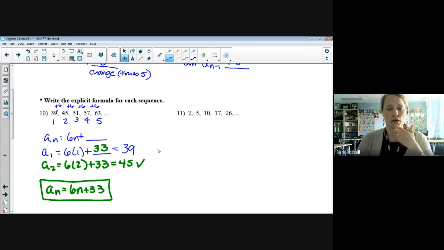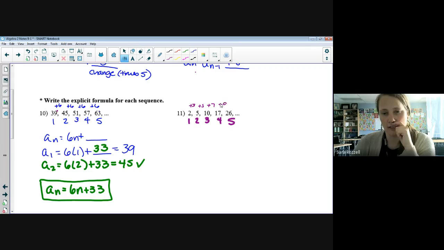Okay. All right. Now let's look at number 11. We need a first term, second, third, fourth, fifth. So when I plug 1 in, I'm going to get 2. 2 in, I'm going to get 5. 3, I'm going to get 10. 4, I'm going to get 17. And 5, I'm going to get 26. Do we have a pattern in between these? That's a plus 3, a plus 5, a plus 7, a plus 9.